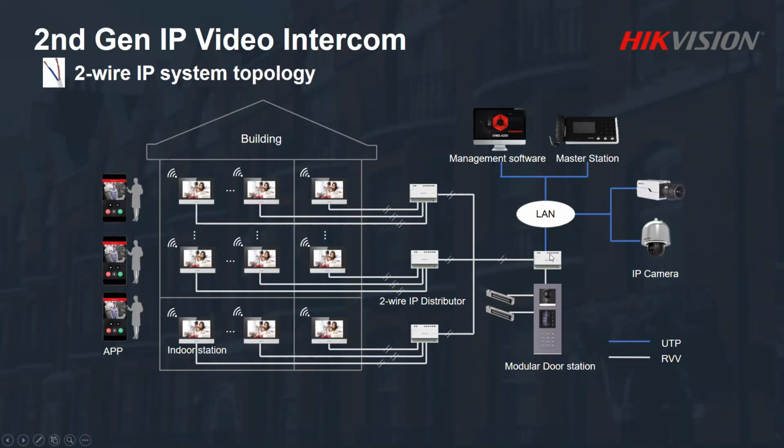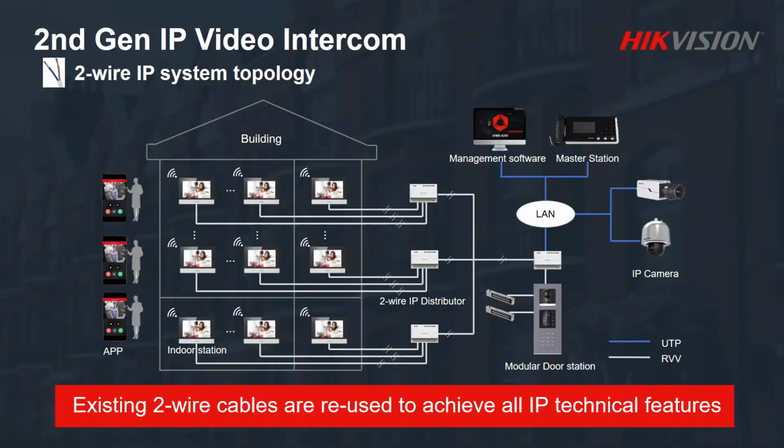So this camera, because of this connection, can be added to the recorders for 24/7 live view and the recording. And because of this, these 2 cameras can also be added to the indoor stations for live view as well. And the indoor station has the Wi-Fi function, so it can be connected to the Wi-Fi and then added to the HiConnect app. So you can also receive the call even when you are not at home. It looks very similar to the IP system. Function-wise, they are exactly the same. So the existing 2-wire cables can be reused to achieve all the IP features.